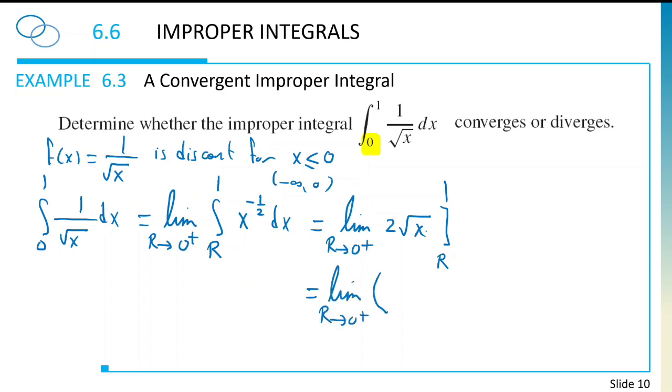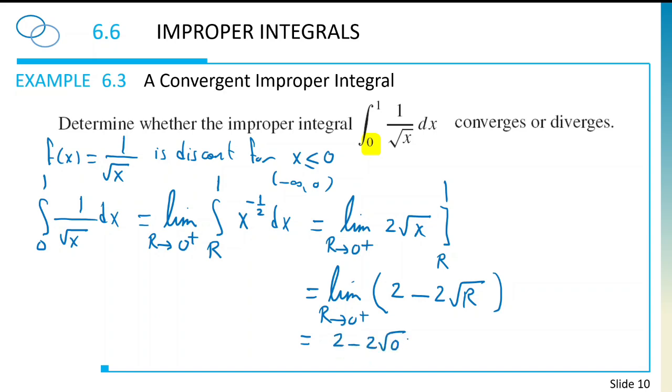Remember to use the bracket. So this is 2 radical 1. So this is 2 minus 2 radical r. Great. Now, dealing with limits, again, remember always the first thing you do when you solve questions with limits is direct substitution, just to check what's happening. So with the direct substitution, this is equal to 2 minus 2 square root of 0.